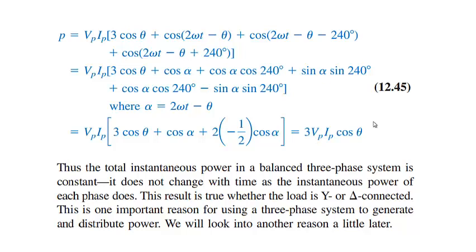This is a very important result, because we are calculating the instantaneous power, not the average power. The total instantaneous power in the balanced three-phase system is constant. It does not change with time, though the instantaneous power in each phase changes. In three phase it will not change. This is true whether the load is delta or Y connected. Chahe delta connected ho ya Y connected ho, it will always be like this. This is one of the important reasons for using the three-phase system to generate and distribute power. So I have told you this is one of the biggest advantages of the three-phase system.